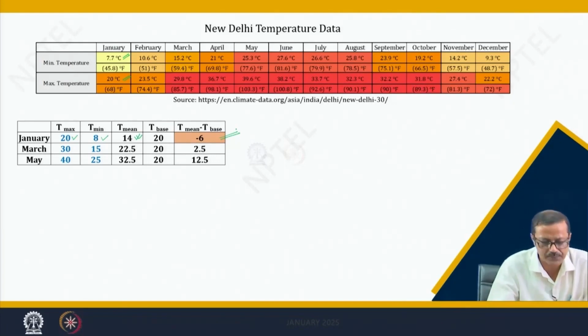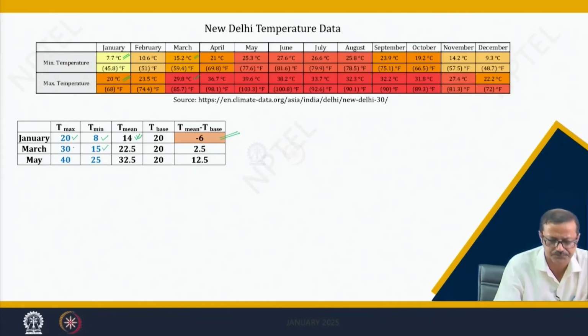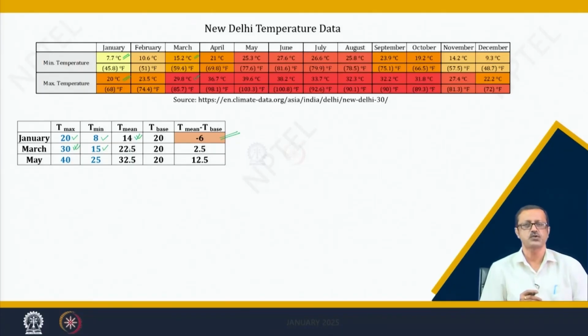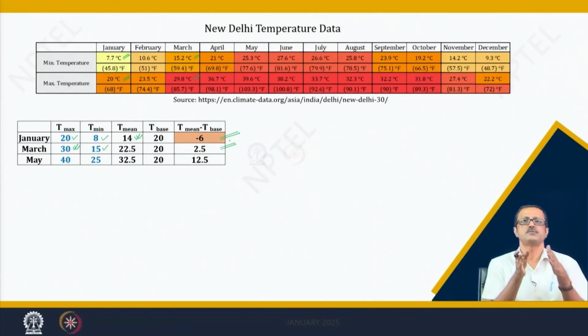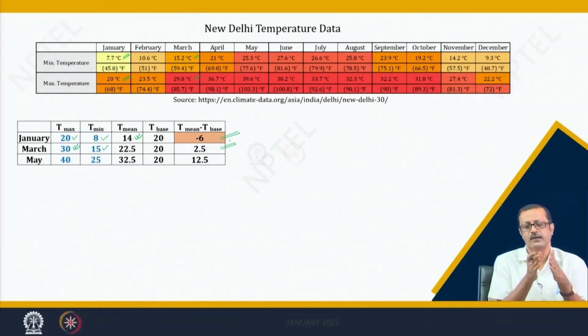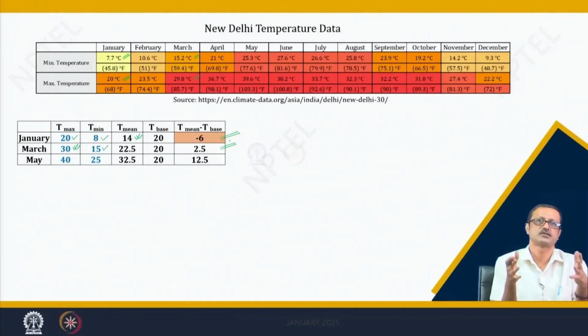In March, what is the temperature? T max for March is here, I am sorry, this is Fahrenheit. So, minimum temperature is 15.2, so I think I kept 15, and maximum is 29, so it is 30. So, the mean temperature is 22.5. So, there is a 2.5 degree difference between the mean temperature and the base temperature. That means 2.5 degree per day, and I am actually calculating for the month. So, March has how many days? March has 31 days. So, 31 into 2.5, that much degree cooling load is required for the month of March.